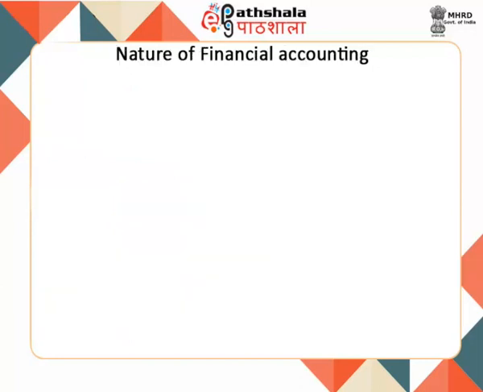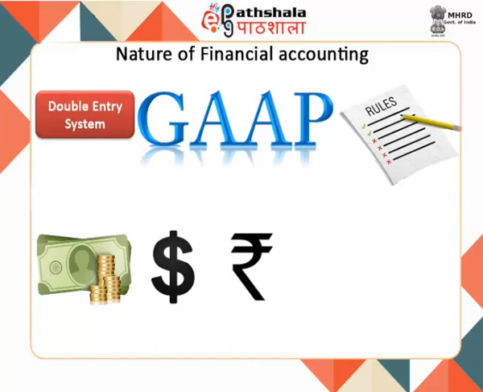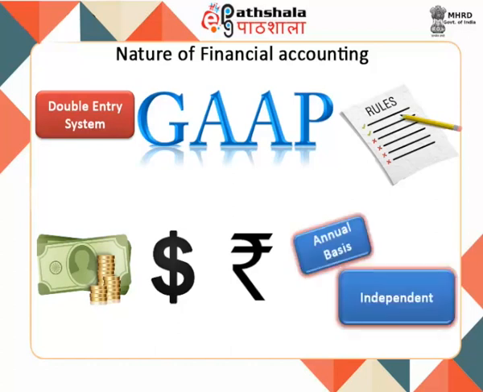The nature of financial accounting is that it is based on double entry system and is governed by generally accepted accounting principles and rules. It is expressed in monetary units such as dollar, rupees, etc. Financial accounting is capable of giving only monetary information. It is precise in nature and deals with historical data only. It is usually on annual basis and is independent in nature.